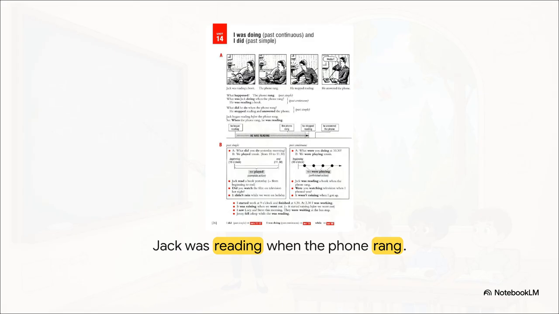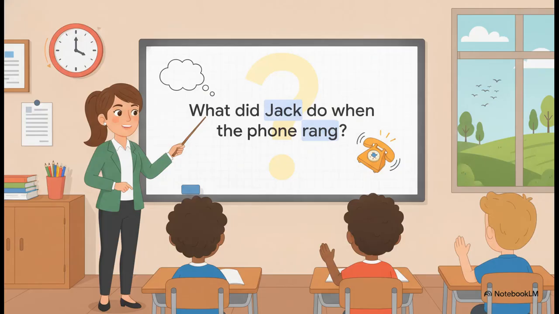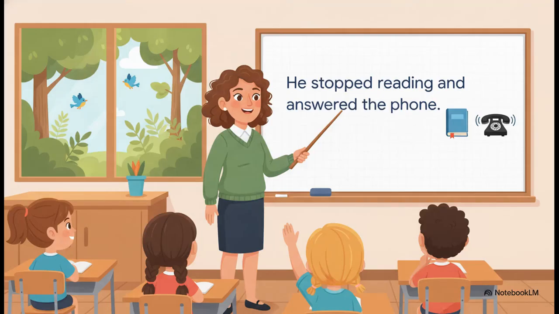That's our continuous background action, right? But then, right in the middle of it, the phone rang. Bam! That's our sudden, completed, past simple action, acting as a major interruption. Now, I want you to actively think about this for just a second. What did Jack do when the phone rang? How did he react to this collision of events? The answer is, he stopped reading and answered the phone.